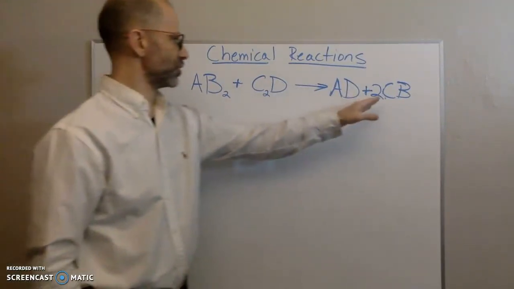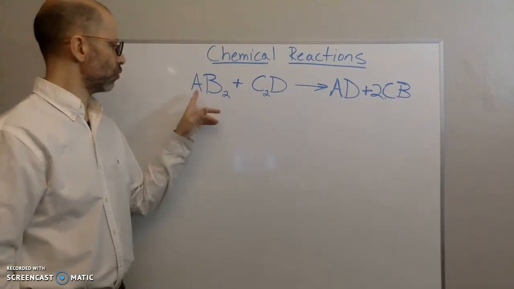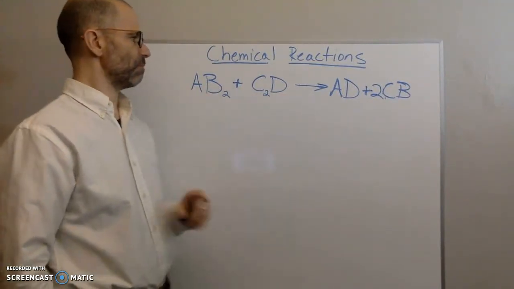So we have a coefficient there. We don't write down the coefficients of 1, and we don't write down subscripts of 1 either, right?